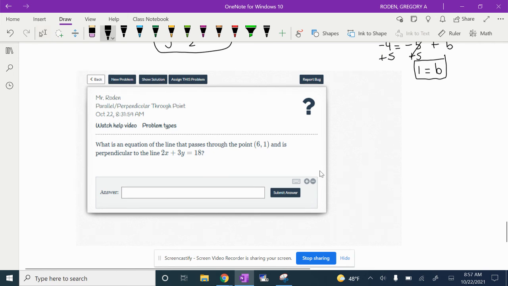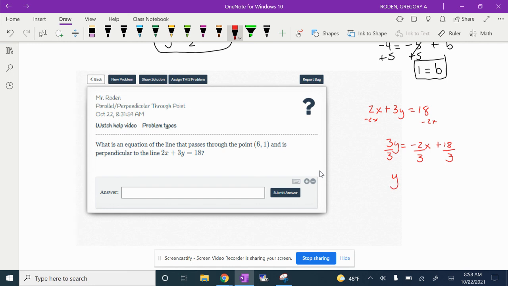Okay, so now this one is perpendicular. So first of all, just like we did before, we're going to take this equation, 2x plus 3y equals 18, and we're going to put it in slope-intercept form. And then we're going to steal its slope, but it's perpendicular, so we got to tweak the slope a little bit, right? All right, so the first thing I'm going to do is subtract 2x from both sides because I'm putting it in slope-intercept form. So I get 3y equals -2x plus 18. After that, I'm going to divide everything by 3.